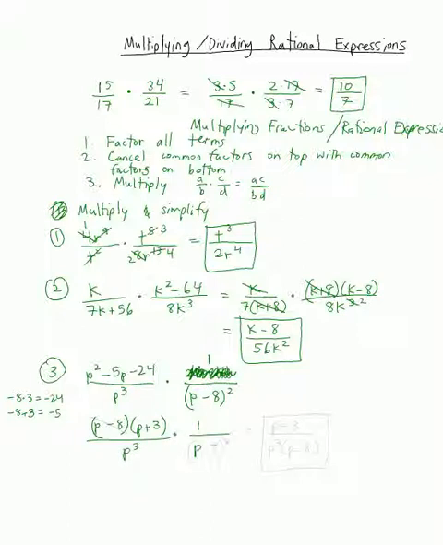Times 1 over p minus 8 squared. Now notice we can cancel something. We can cancel a p minus 8 from the top and the bottom. But that means on the bottom we're going to be left with one of them. Nothing else reduces. And so my answer becomes p plus 3 on the top. On the bottom I have p cubed times p minus 8.